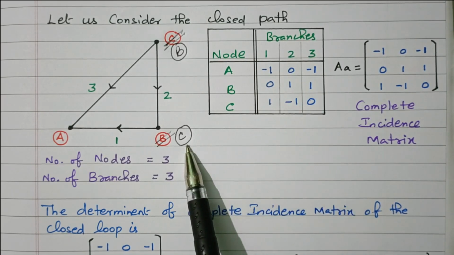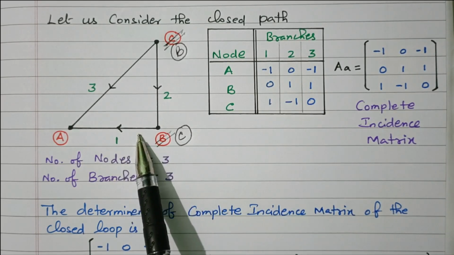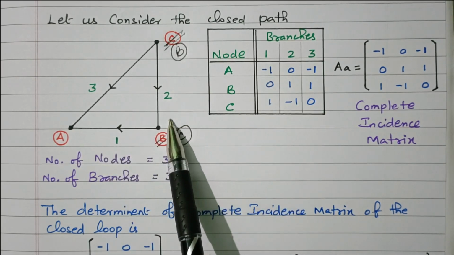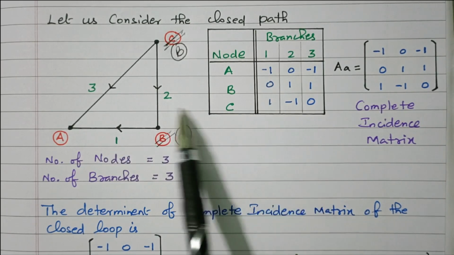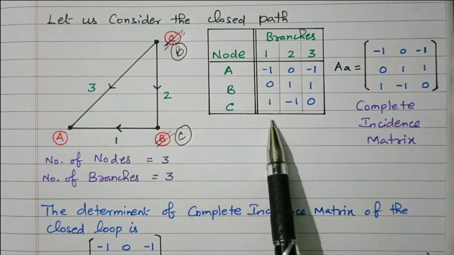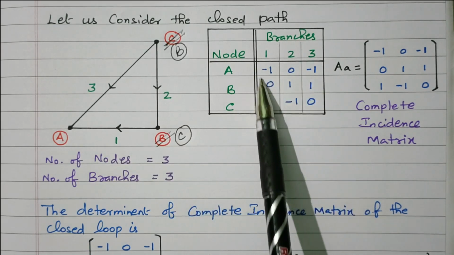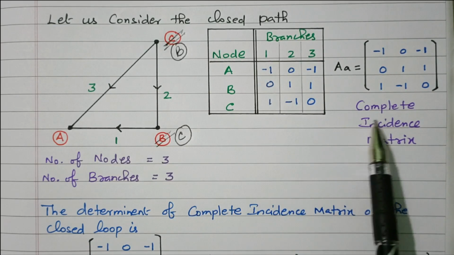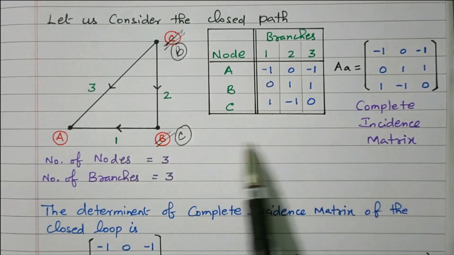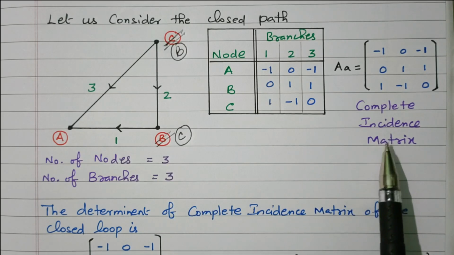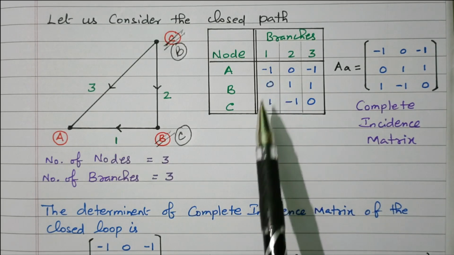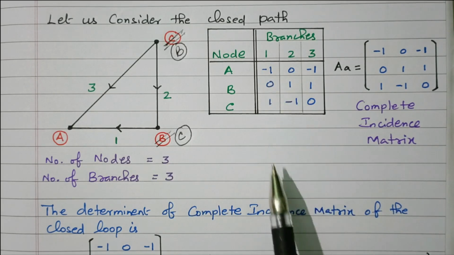Now we'll see the node C. Branch 1 is going away, so +1. Branch 2 coming inside, going towards, -1. Branch 3 not connected, 0. Based on that, we completed this tabular column. This is nothing but a 3 cross 3 matrix, the complete incident matrix. So from the oriented graph, we framed the complete incident matrix. Not connected means 0, going towards means -1, going away means +1.